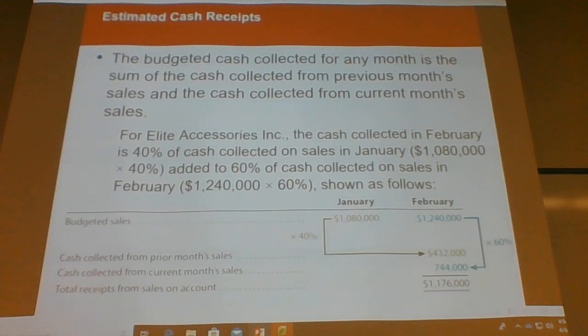So if we look at this, we take our budgeted sales for January, which was $1,080,000, and we're going to collect 40% of that in the next month, February. And if we perform this calculation, we come up with 432,000. For the current month, our budgeted sales are 1.24 million. If we multiply that by 60%, we come up with 744,000. We add these two figures together, and we have budgeted cash receipts for February of $1,176,000.